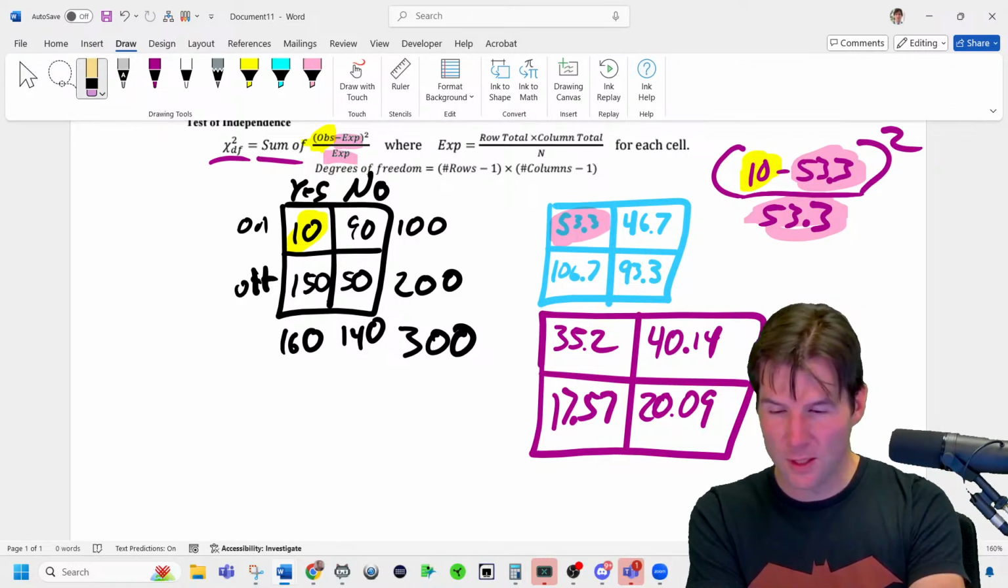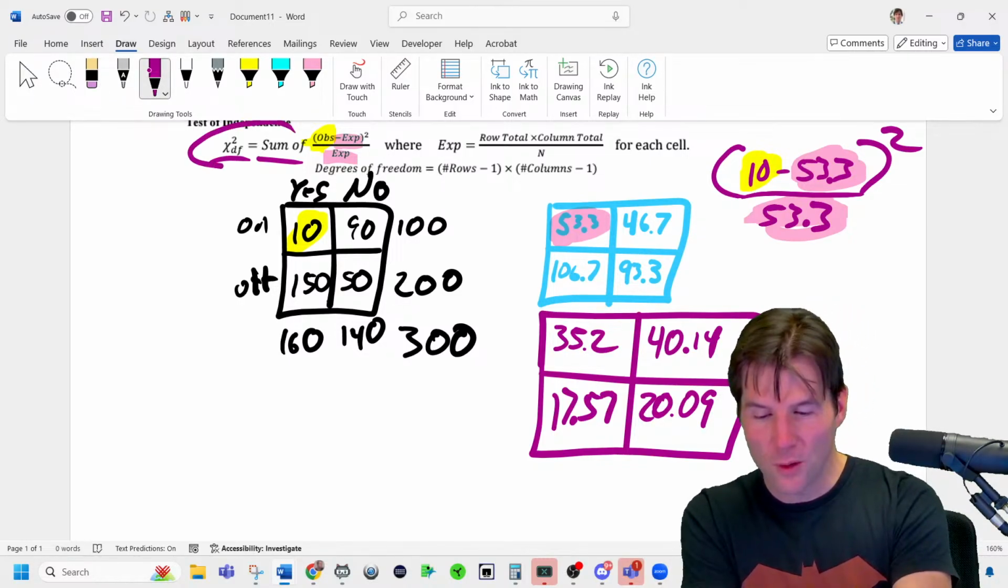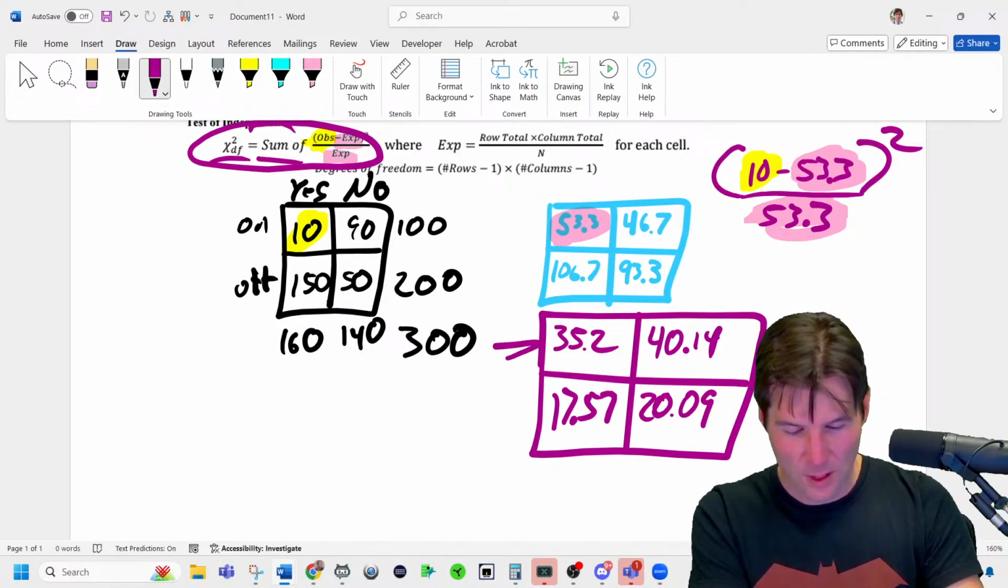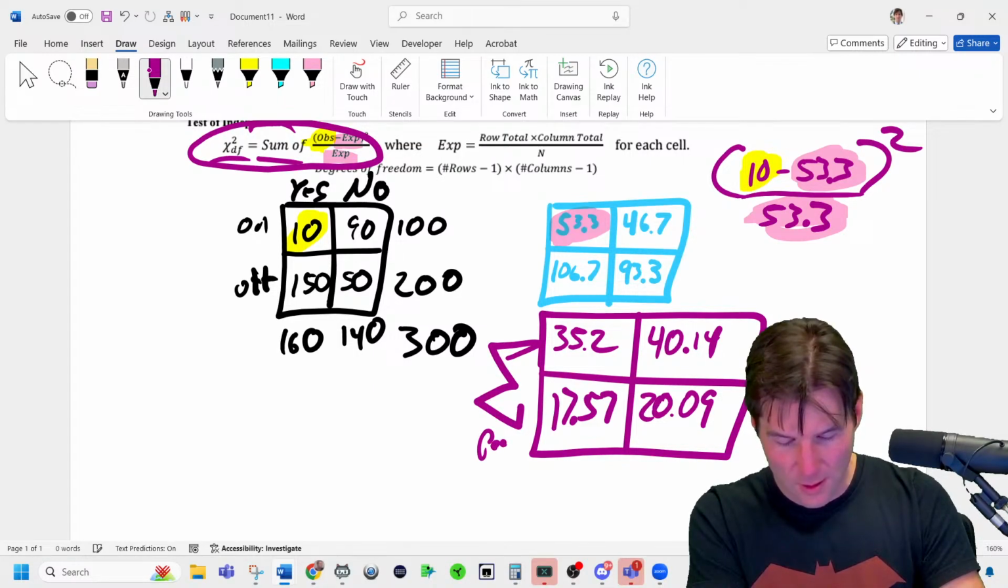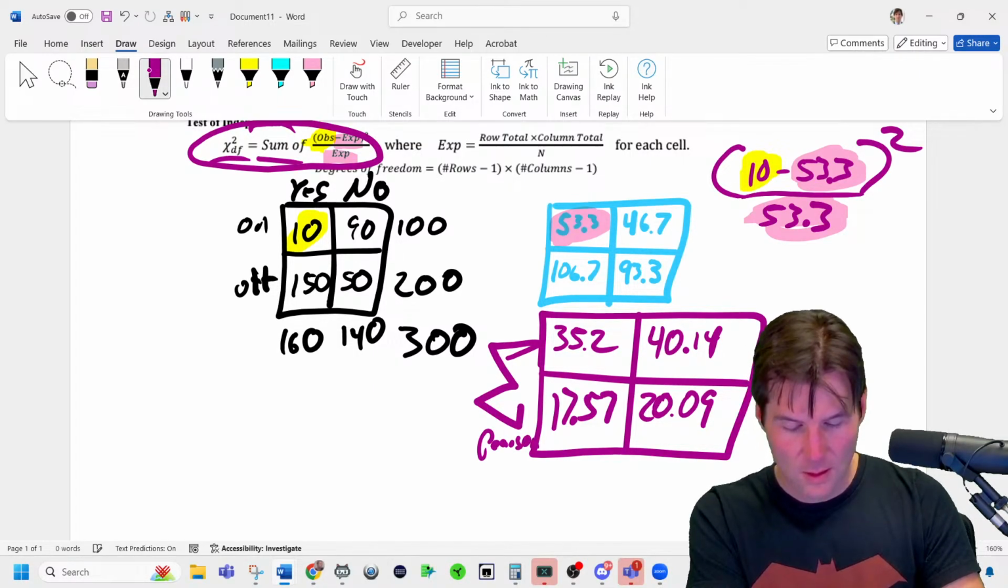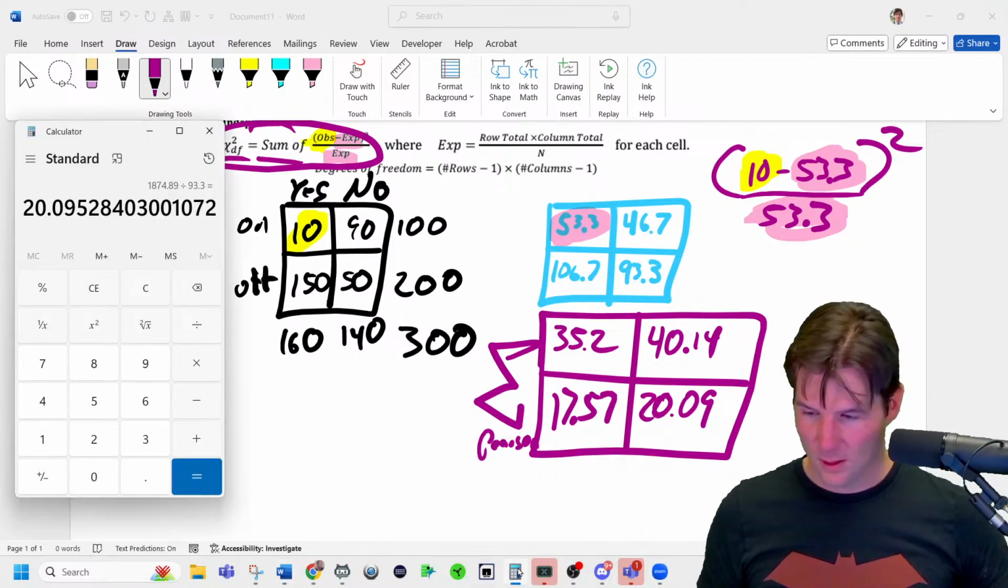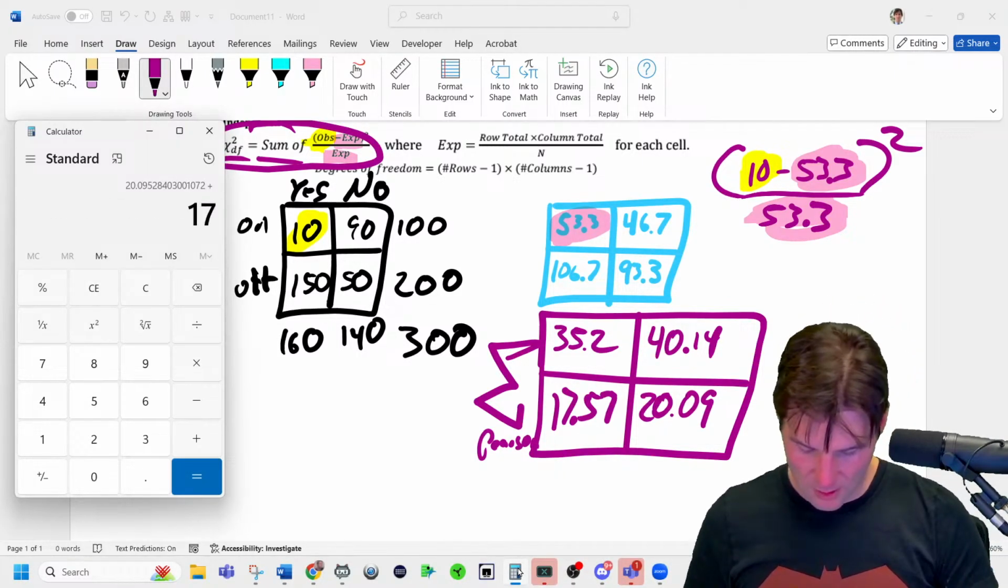So we're doing this right here at the top. What do you do with all the cell chi-squareds? What do you do with all the cell chi-squareds to get the Pearson chi-squared test statistic? It's the what of all the cell chi-squareds?